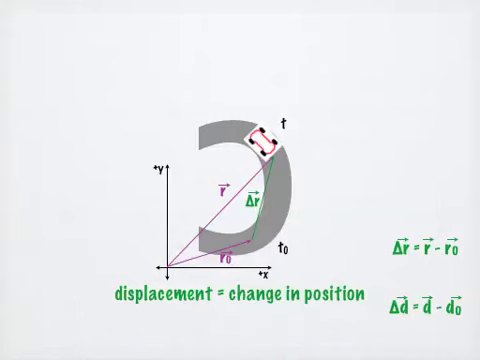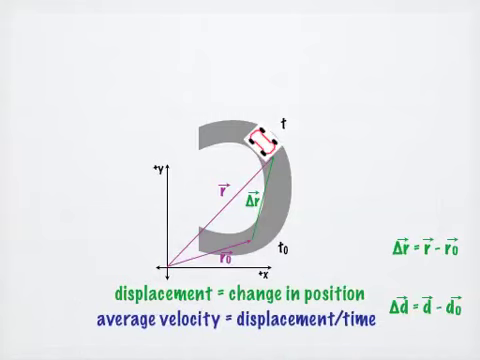If you recall, average velocity is equal to the displacement of an object divided by a given time interval. So in this case, average velocity equals delta r over delta t, which equals r minus r0 divided by t minus t0. The average velocity vector has the same direction as the displacement vector. Average velocity gives us the average of the car's velocity from time t0 to time t.